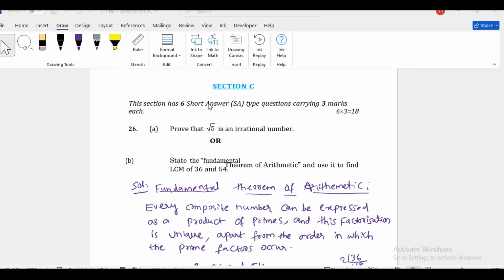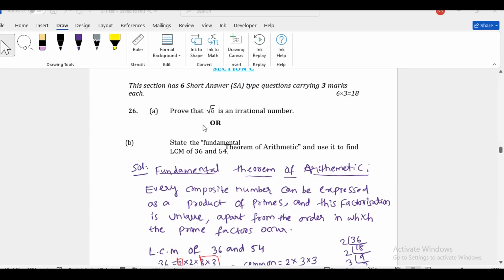Section C from the 2025 SET-2 paper. Section B and section A we discussed in the previous video. See here, 26th question: prove that root 5 is an irrational number. This type of question we discussed in the previous video.